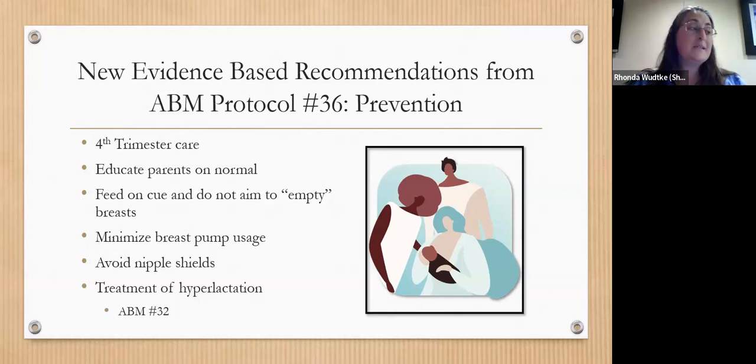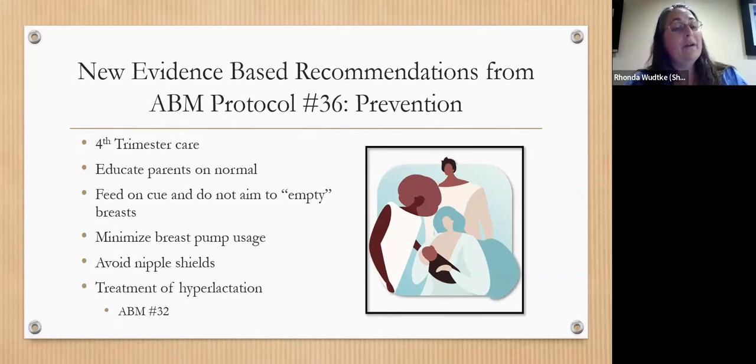Minimize that breast pump usage because that can increase trauma and inflammation in the breast. Now, if we need to use it, yes, we have a baby who's not feeding well. That's not what I'm saying. We're talking about a baby who's feeding well and doing a good job and not needing any supplementation or having any complications of any sort.